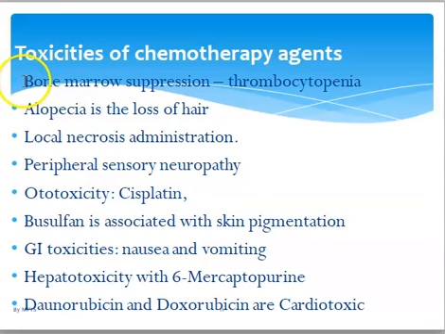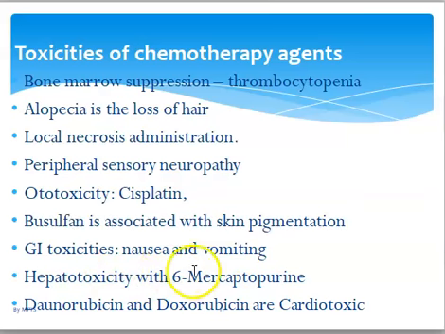for chemotherapy? Of course, all of us know there is bone marrow suppression, which leads to thrombocytopenia, and alopecia. Why alopecia? Because anti-cancer drugs attack all highly dividing cells, and our hair and nails are highly dividing cells. Local necrosis on administration, peripheral neuropathy or toxicity is seen with cisplatin. Busulfan is associated with skin pigmentation. GIT toxicity is common. I talked about it earlier, because they can induce release of serotonin from the enterochromaffin cells in the GIT, and serotonin can cause nausea and vomiting.